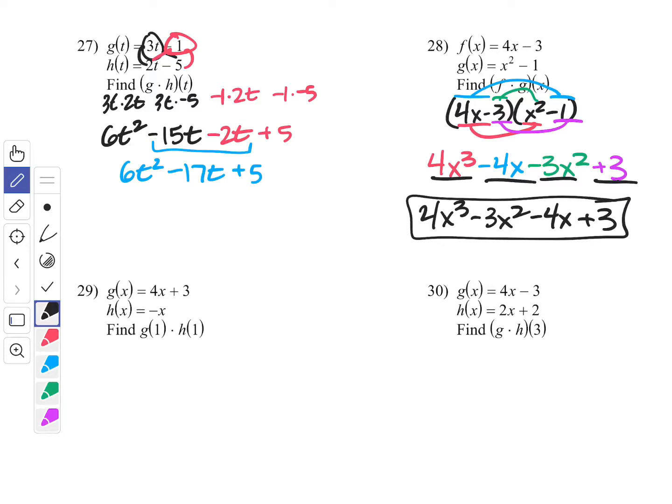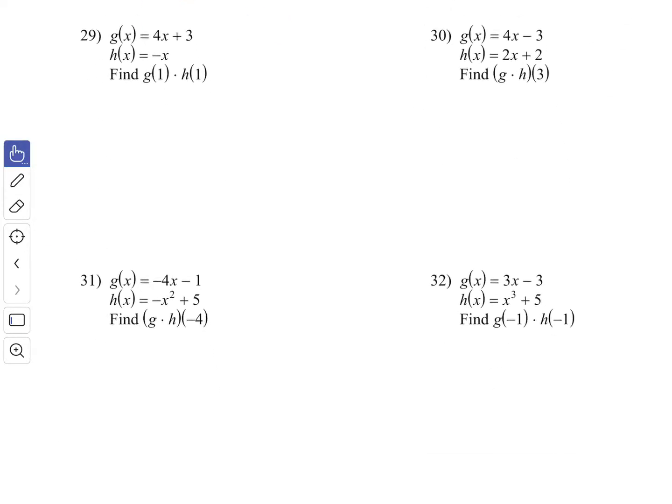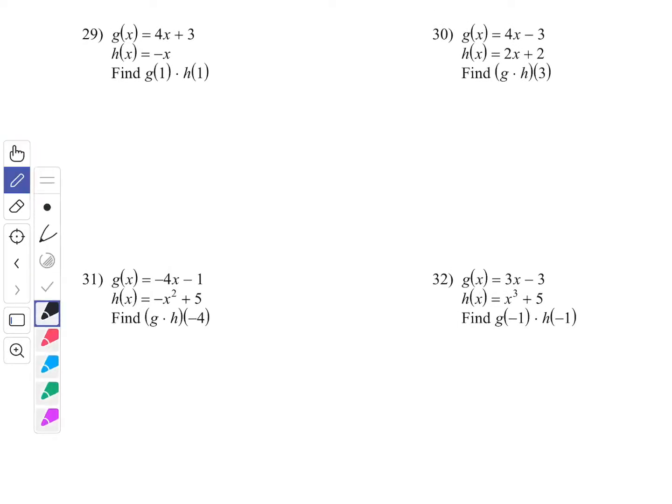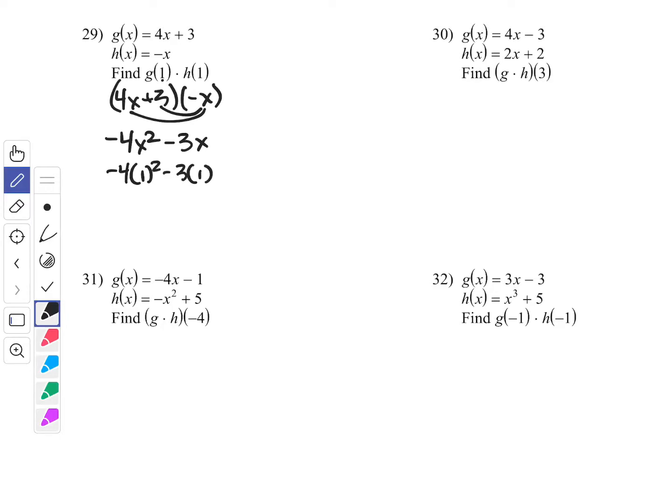Now, when we have the actual numbers to evaluate, we can do the same thing we were doing. 4x plus 3 times negative x, get negative 4x squared minus 3x, and then plug a 1 in there, so negative 4 times 1 squared minus 3 times 1. 1 squared is 1. Negative 4 times 1 is negative 4. 3 times 1 is 3. Negative 4 minus 3 gives us negative 7.